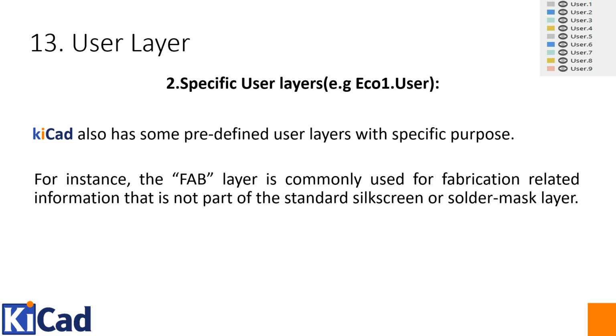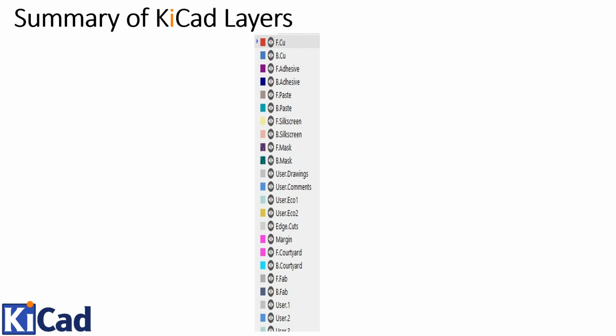The user layers are now given from 1 to 9, as you can see on the top right corner, that are provided in KiCad. You can use them as per your requirement. So there are almost 13 different types of layers in KiCad we have discussed now. Let's just summarize the KiCad layers.